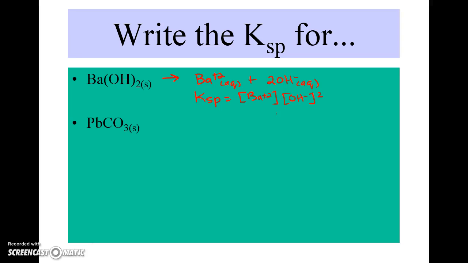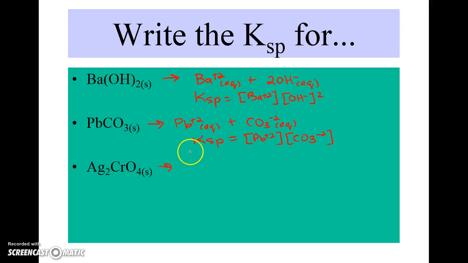Another one to try, lead carbonate. We'll split that apart into, again, Pb2+ aqueous plus CO3 2- aqueous. And we'll write this as KSP is equal to Pb2+ CO3 2-.